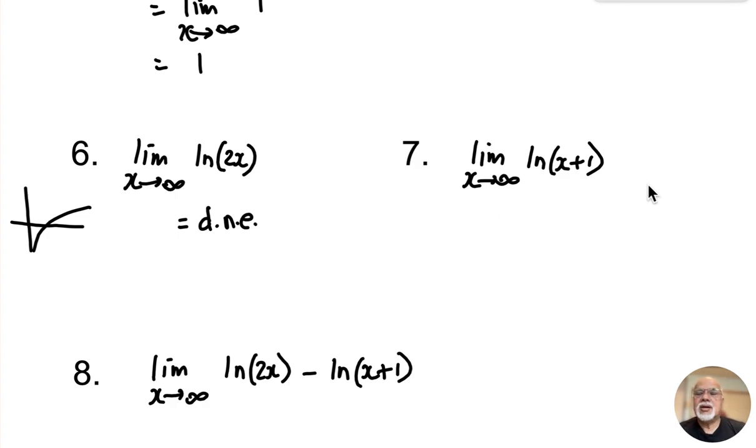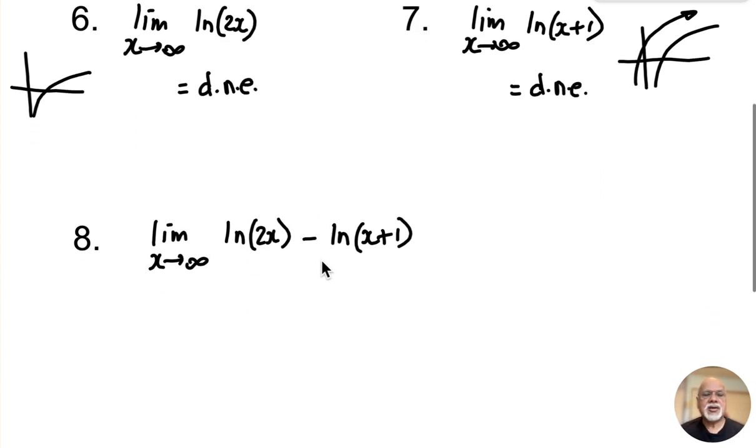Likewise, using your transformations, this is the ln of x, but the ln of x plus 1 just simply means move it 1 unit to the left, and so it would look like that. And as x goes to infinity, once again, this one also does not exist.